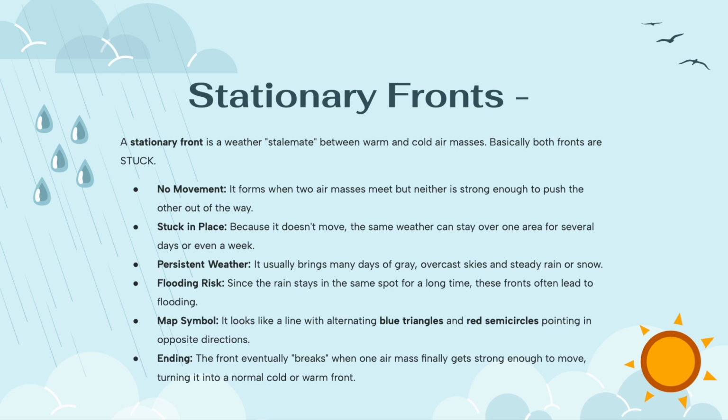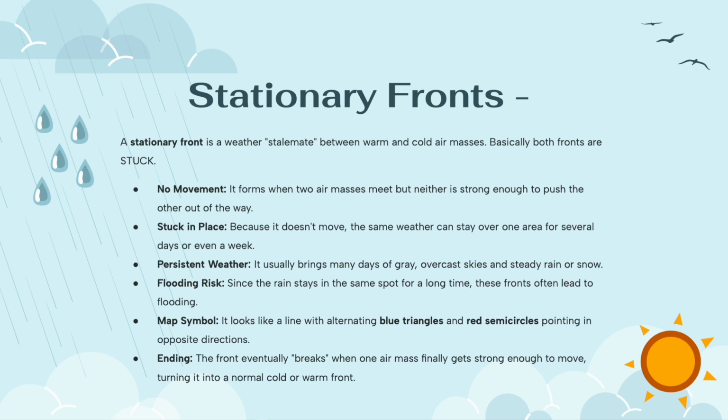It doesn't move. The same weather can stay over one area for several days or even a week, so very prolonged weather and precipitation. It's persistent weather. It usually brings many days of gray, overcast skies and steady rain or snow. Since the rain stays in the same spot for a long time, these fronts often lead to flooding.